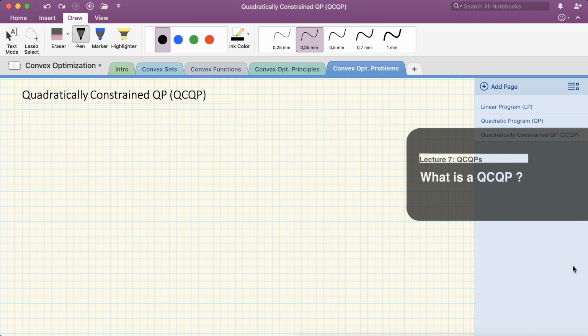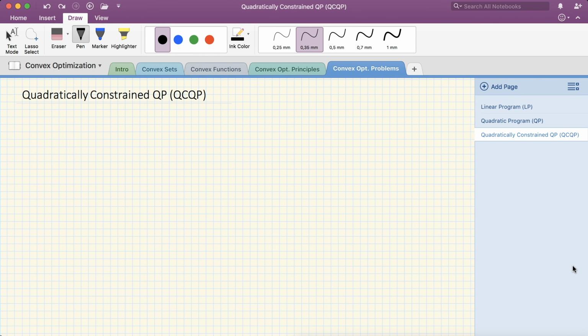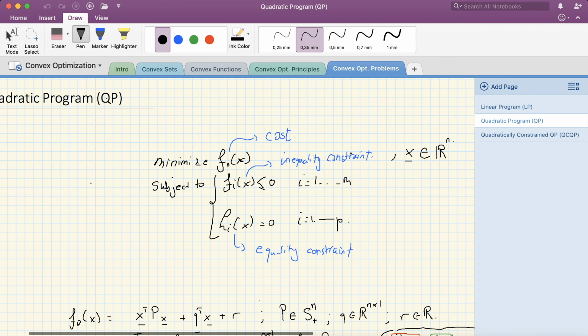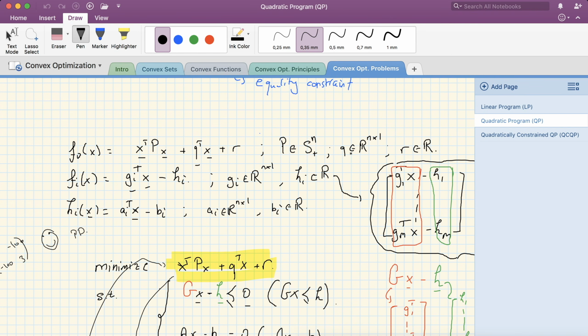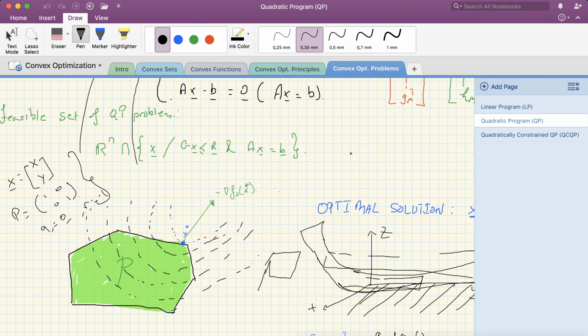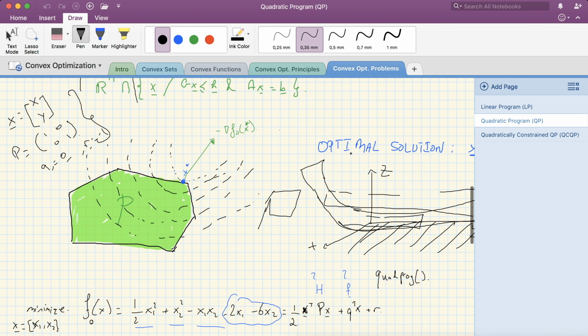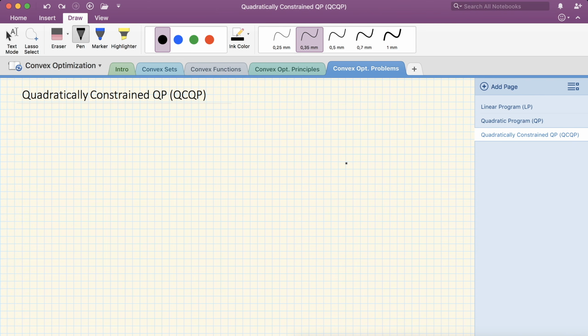So in this one, we're going to talk about QCQPs, which stands for Quadratically Constrained Quadratic Programs. In lecture 6, the previous lecture, we talked about quadratic programs, where we introduced what a quadratic program is, reformulated a quadratic program in matrix form, and gave an illustration. And finally, we've seen how to solve a quadratic program using the quadprog function of MATLAB. In this lecture, we're going to go in depth into a broader class of problems, which are QCQPs.